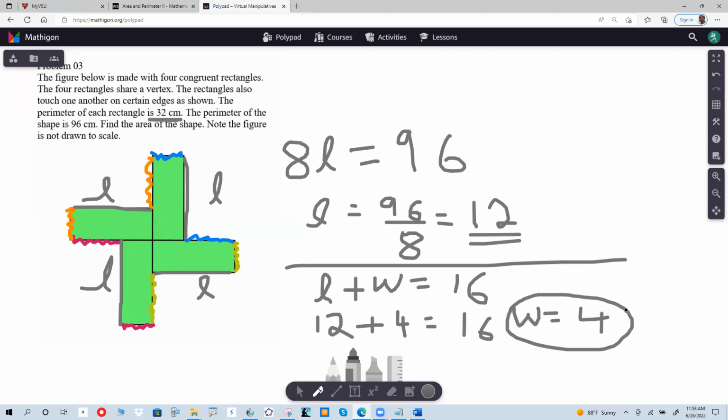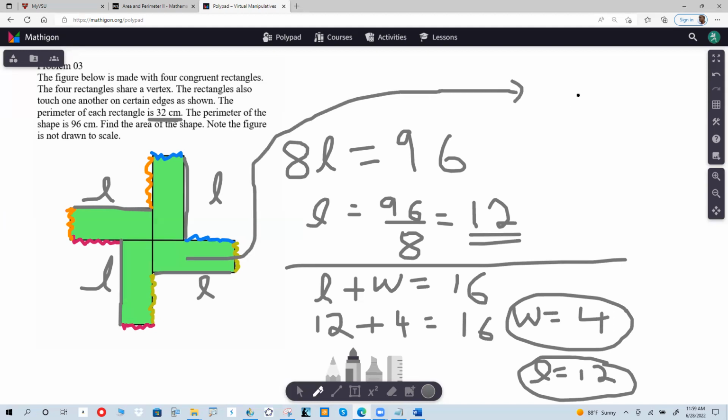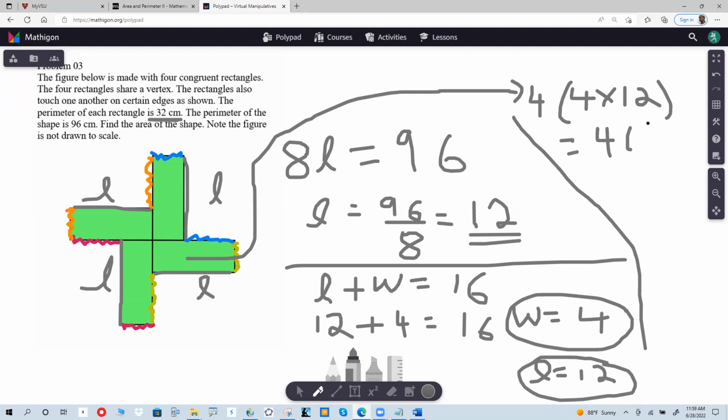So that tells me W is 4. If W is 4 and L is 12, what's my answer? Piece of cake. Each rectangle is 4 by 12, and there are 4 of them. And that's 4 times 48. And trust me, I know this answer is right. There's a little trick. I'm getting 192. Pause there a little bit.